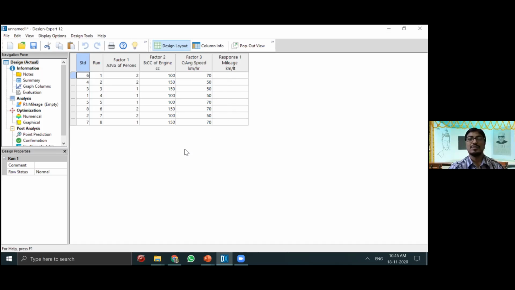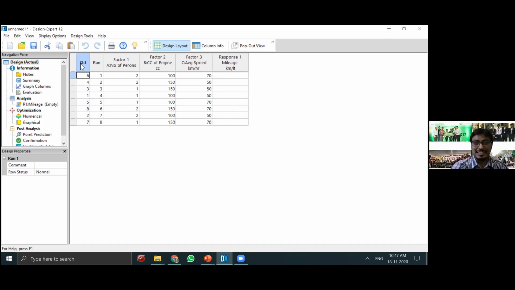And now, usually when we see in all the journal papers, the run order will be in standard format. But if you see now on this, is the run order in the standard format, is the design in the standard format?